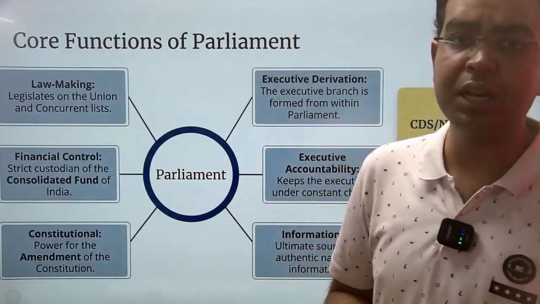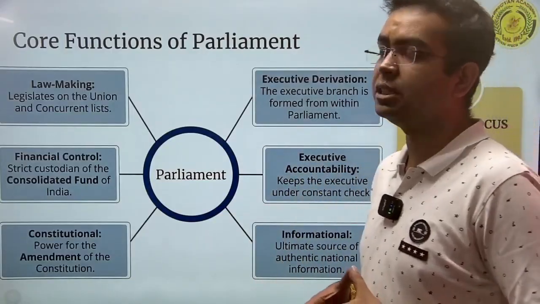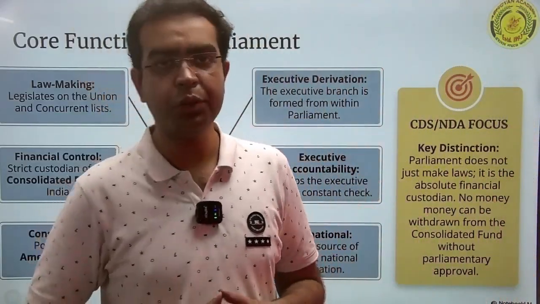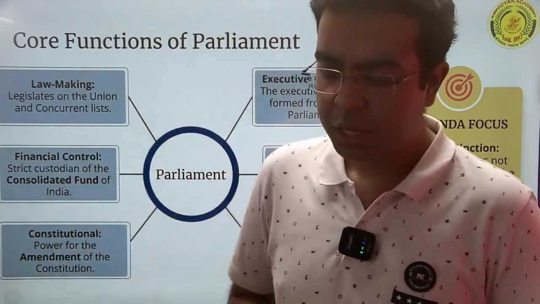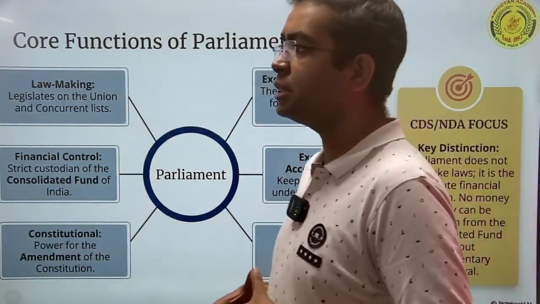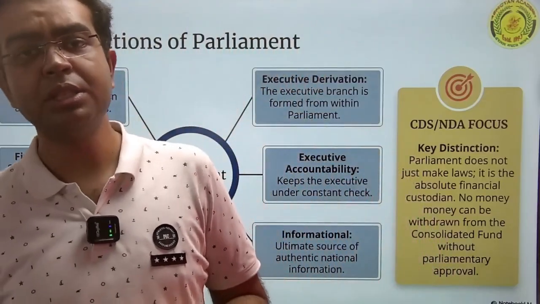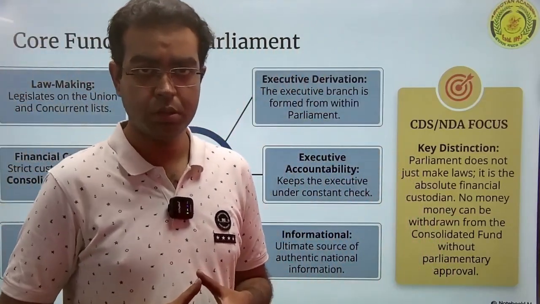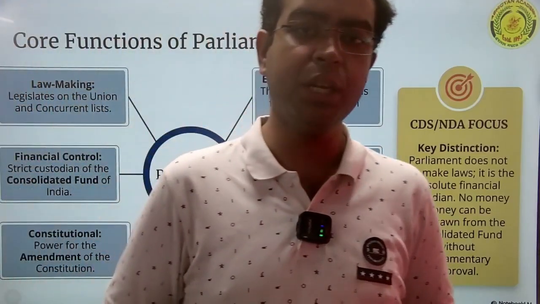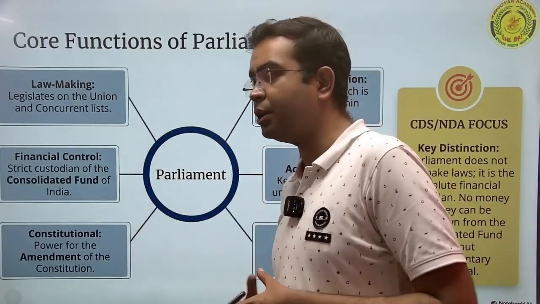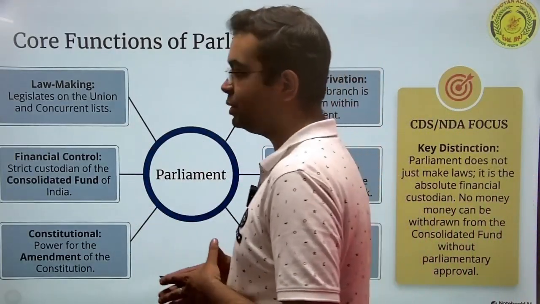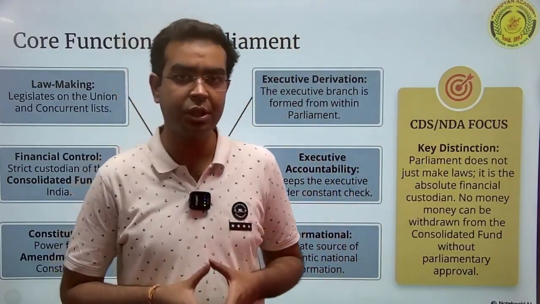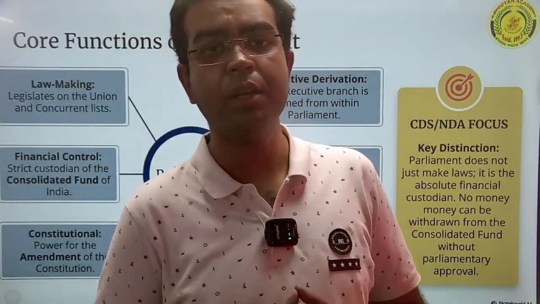Now, on what basis are the laws made? There are three lists in the Constitution of India: the Union list, the concurrent list, and the state list. The state list contains subjects on which only the state government can make laws. The Union list contains subjects on which only the central government or the union government can make laws. And the concurrent list contains subjects on which both the central and the state governments can make laws.